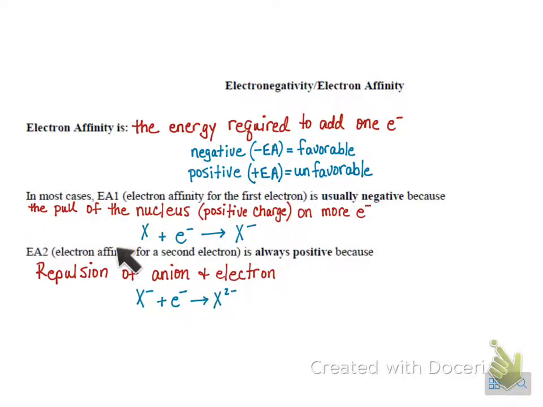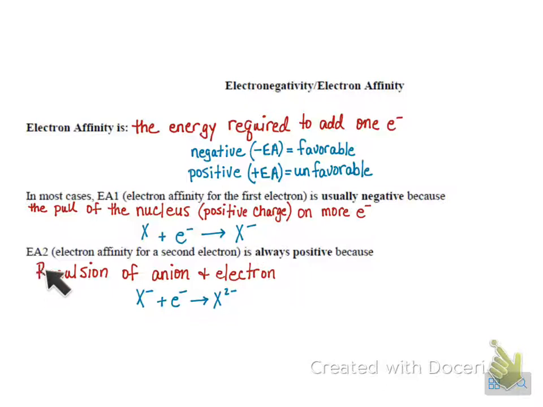In most cases, the amount of energy to add the first electron, or the electron affinity for the first electron, is usually negative because it's usually favorable. It's written like this: X plus electron gives us the anion. And the reason why that's typically favorable is that the nucleus in X is going to pull on one more electron. So this is usually a favorable process, especially for nonmetals.